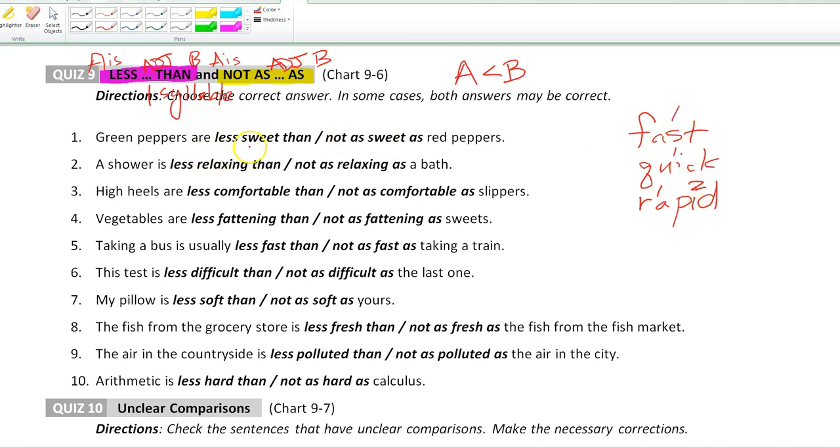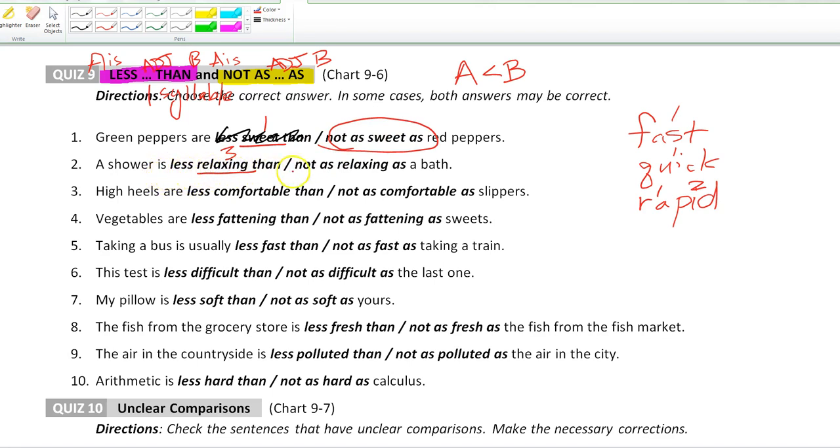Okay, so let's just count syllables. Sweet, how many syllables is that? That's 1. Relaxing, how many syllables is that? That's 3. Okay, so if it's one syllable, then we cannot use less adjective than. Okay, so I'm going to use, let's see, let me use black. This one is wrong. This one is correct because sweet has one syllable. Okay.